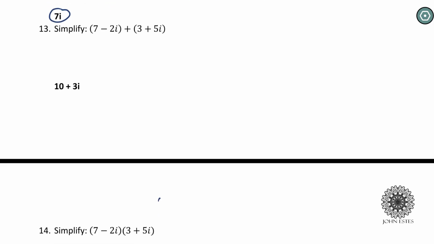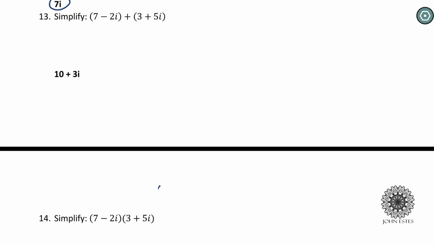Now 13, we're going to do some arithmetic with complex numbers. We're just going to add two. Adding complex numbers is pretty easy. We just add the two real parts, so that's the 7 and the 3. And then we add the two what we call the imaginary parts. This is the negative 2i and the 5i. So 7 plus 3 is 10. Notice that's here. And negative 2i plus 5i is 3i. So we just combine our like terms, and that's exactly what we get.